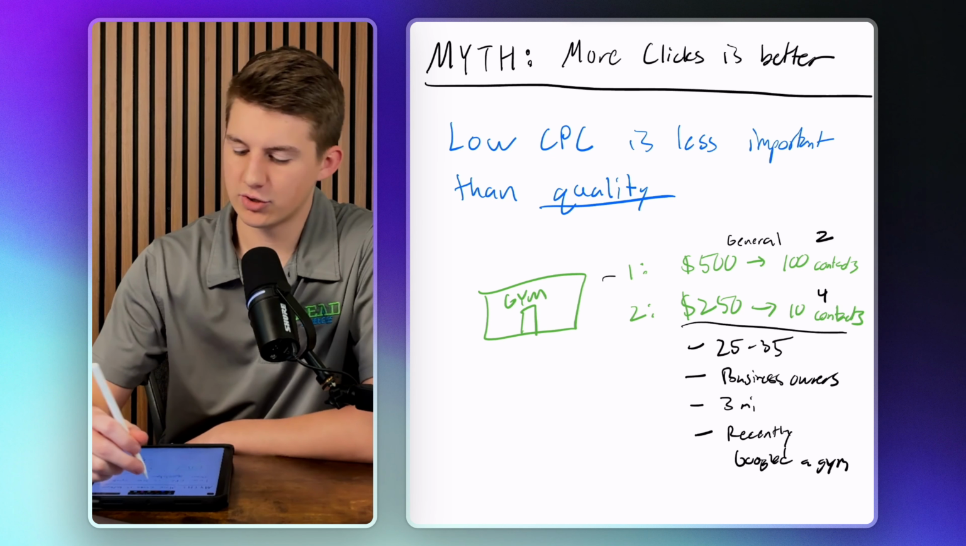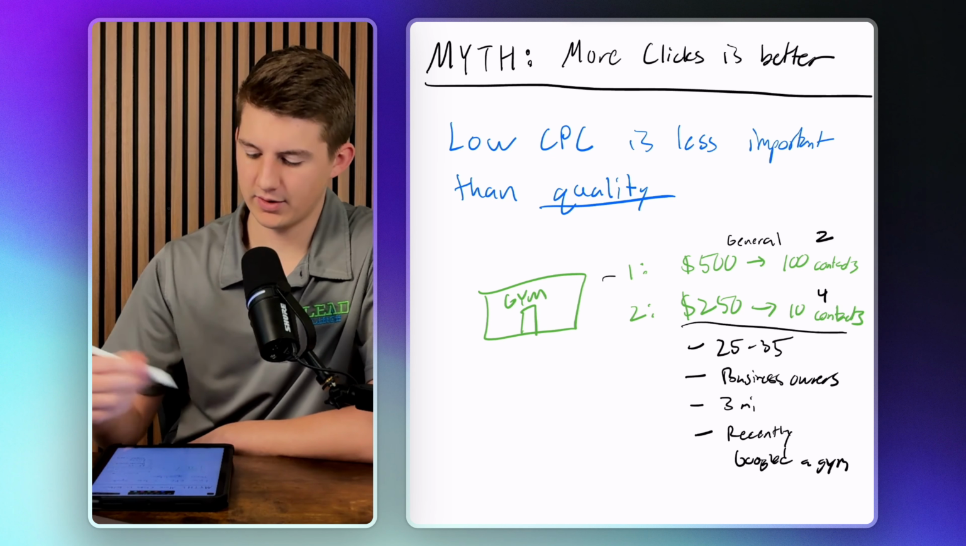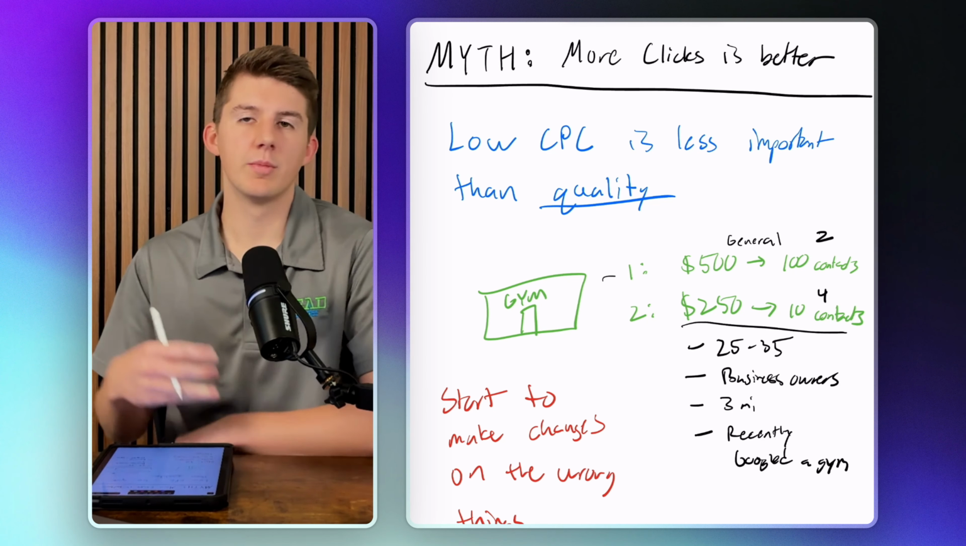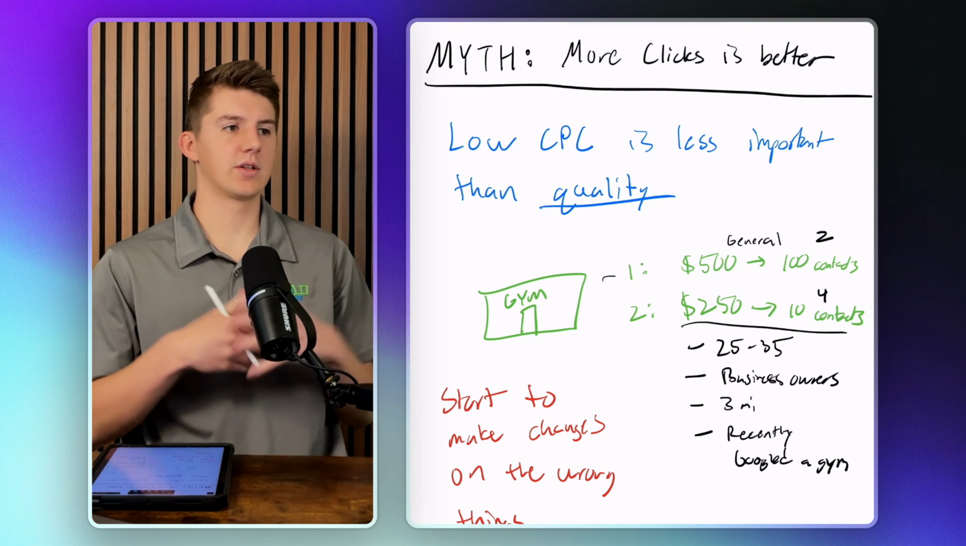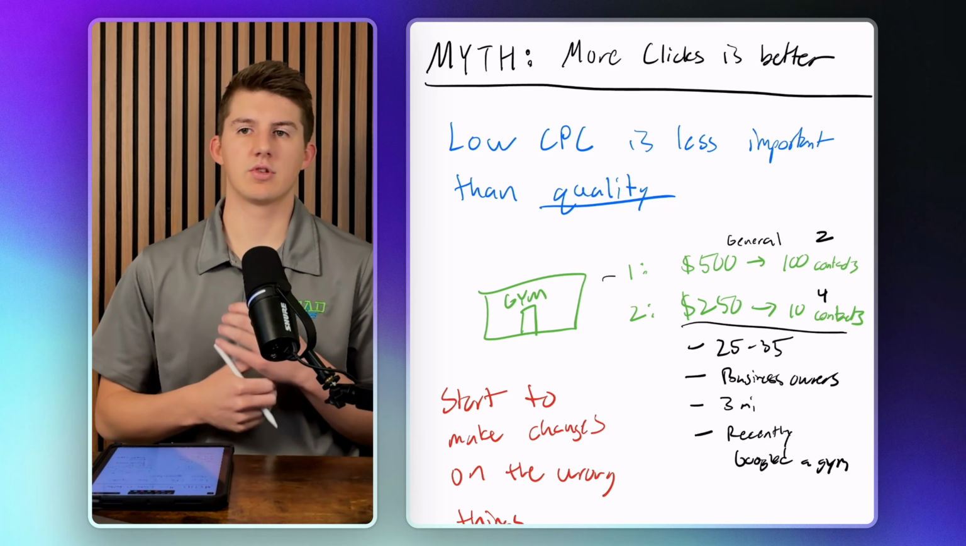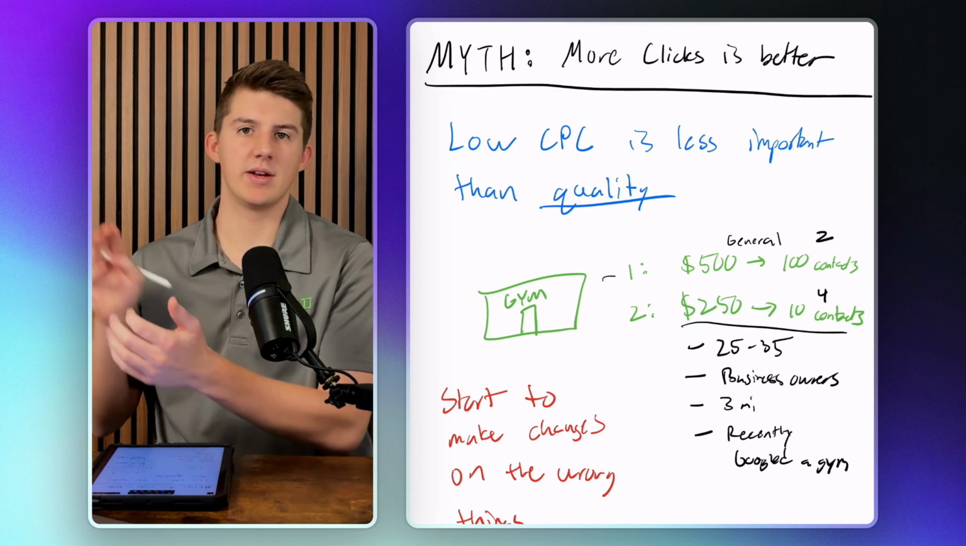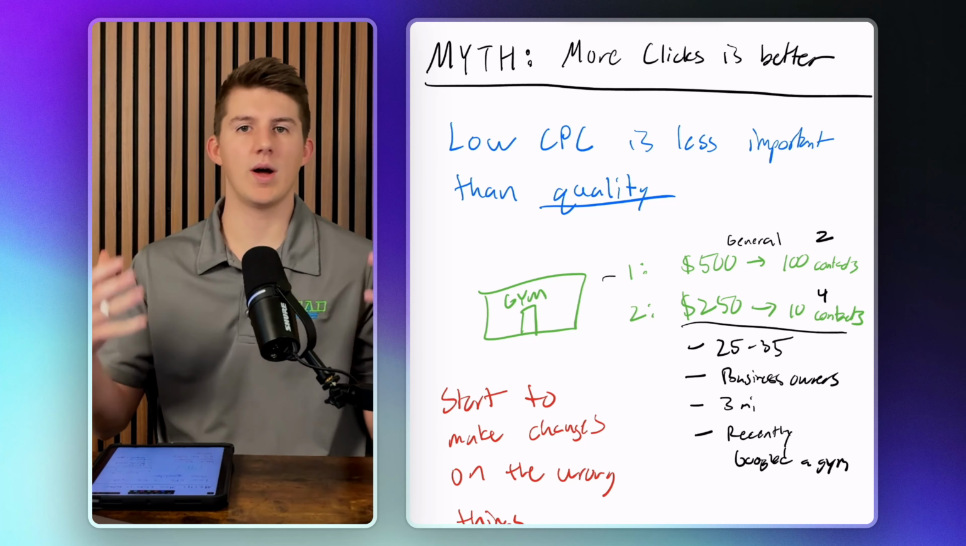And the other issue of assuming that cost per click is your main driver and not the quality is that you start to make changes on the wrong things. You'll be looking at your account and you'll say, okay, I'm getting all these clicks, but nobody's calling me. Nobody's reaching out. So maybe my offer sucks. I need to change that. Maybe I need to update my landing page. Maybe I need to do these pictures. Maybe I need to do X, Y, Z, and the other thing.